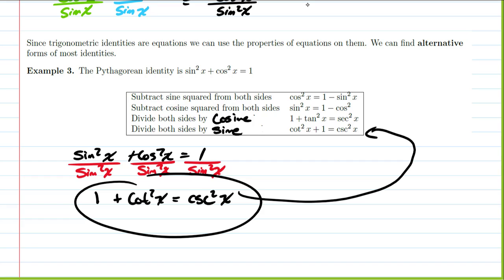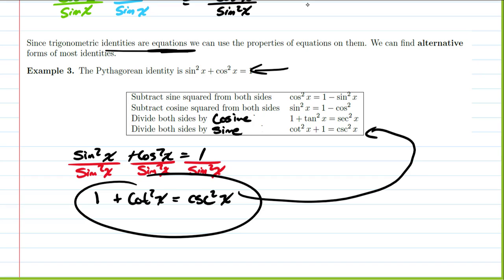But in essence, the key thing here is since they are equations, we can use the properties of equations on both sides. So we can add things, we can subtract things, we can divide by things, and we can multiply by things if it's a known identity. And this creates more identities. So this is why we call this the first Pythagorean identity.